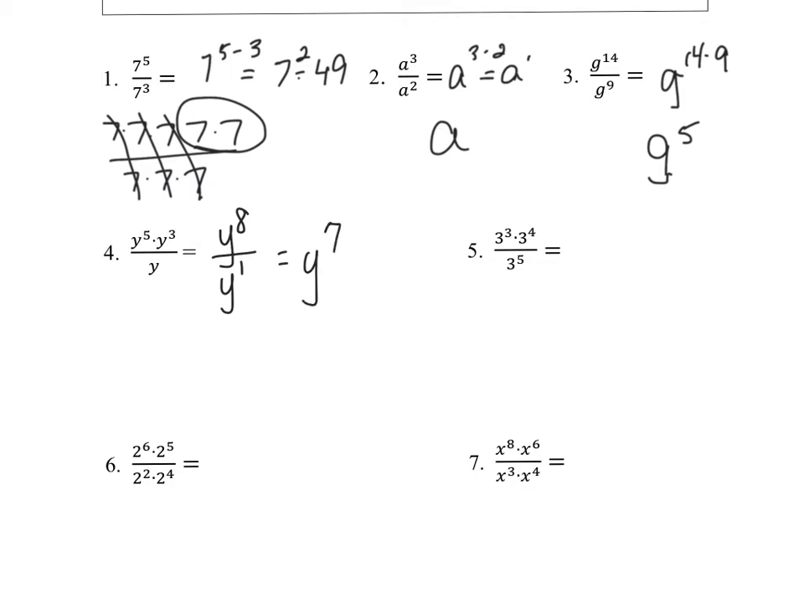So in number 5, I'm going to do the same concept. I got 3 3's here, 4 3's here. That's a total of 3 to the 3 plus 4, which is 7, over 3 to the 5th. So 3 to the 7th divided by 3 to the 5th. Take those 5 factors of 3 out, and it's going to give you 3 to the 2nd power, which is going to be 9.